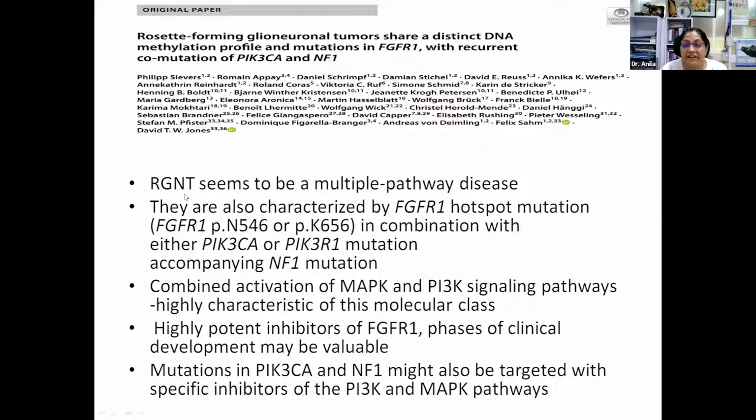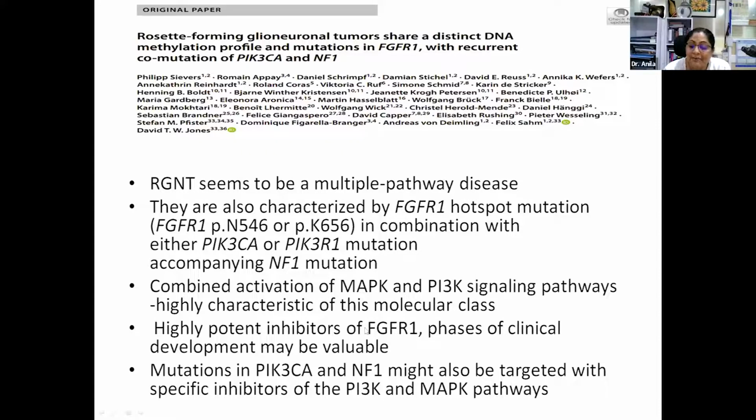So the RGNT, the rosette-forming glioneuronal tumor, seems to be a multiple pathway disease, and it is characterized by FGFR hotspot mutations in combination with PIK3CA or PIK3R1 mutations accompanying NF1 mutation. So there is combined activation of the MAP kinase and the PI3K signaling pathways, which is highly characteristic of this molecular class.